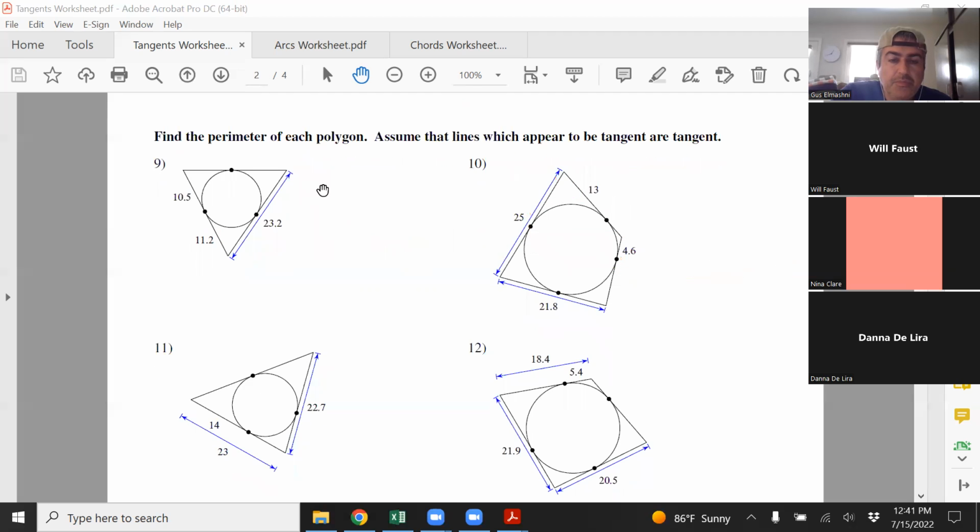Here, if that's 10.5, that's 10.5. If that's 11.2, that's 11.2. Then therefore that's 12, because you need 23.2, so that's also 12. Or here, you see if that's 4.6, that's 4.6. Then this is 8.4. So that's 8.4. That's 16.6, that's 16.6. So all the dominoes fall. And then that will be 5.2, and that's 5.2. And then you can find the perimeter of the polygon.